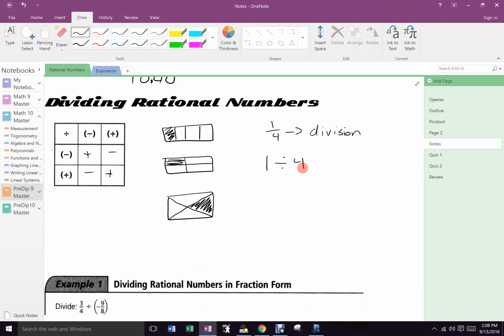Yes. So here is what I mean. 1 divided by 4 is the same. What is this really? If math guys weren't lazy, how would I really write the number 4? 4 over 1. Right? Yes. So it's really 1 times 1/4.